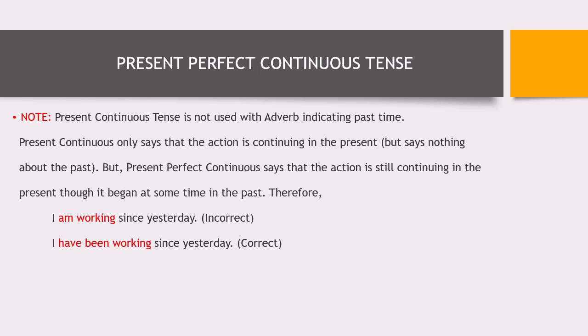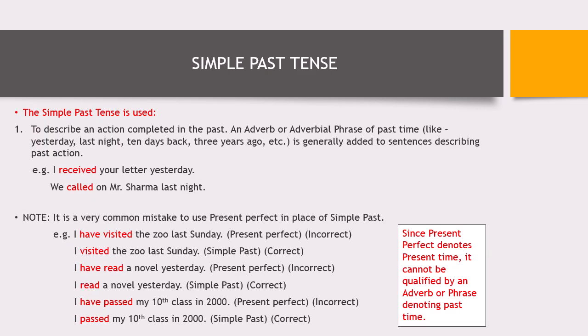Correct. Simple past tense. The simple past tense is used 1. To describe an action completed in the past. An adverb or adverbial phrase of past time like yesterday, last night, 10 days back, 3 years ago, etc. is generally added to sentences describing past action. For example, I received your letter yesterday. We called on Mr. Sharma last night.